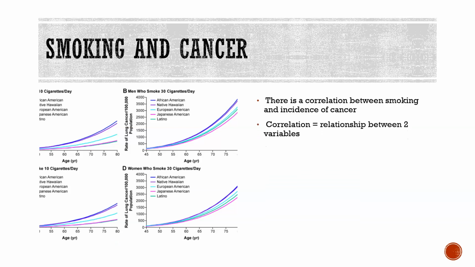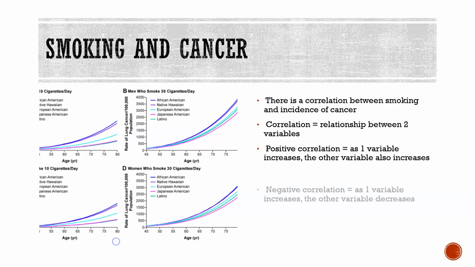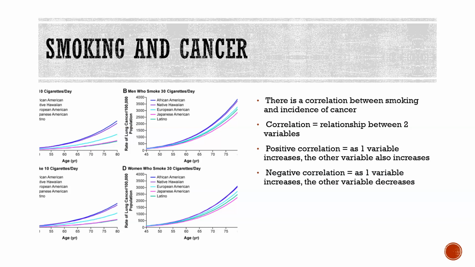All right, a correlation is when there's a relationship between two variables. Positive correlation, as one variable increases, the other increases. So we can see we've got a positive correlation here. A negative correlation is where one variable increases and the other decreases. So looking at these graphs, do you think that smoking and cancer has a positive or a negative correlation? It would have helped if your teacher just didn't answer that question.